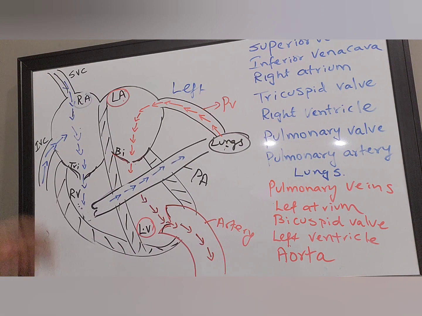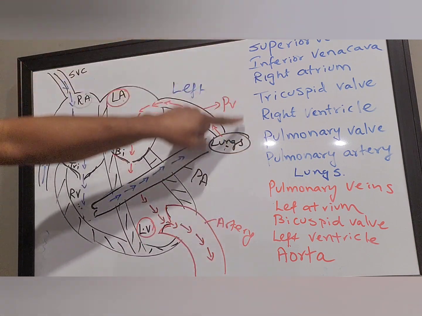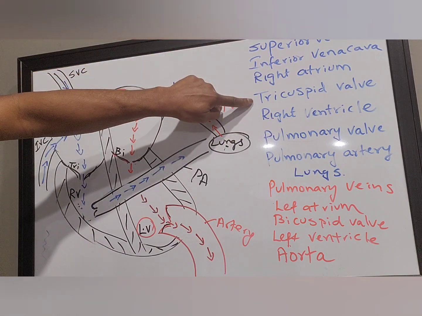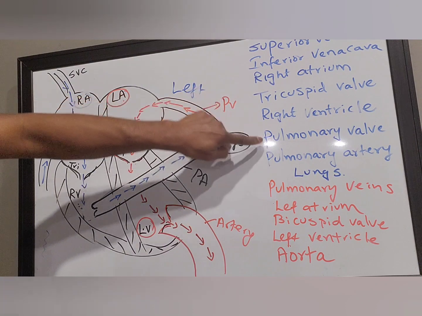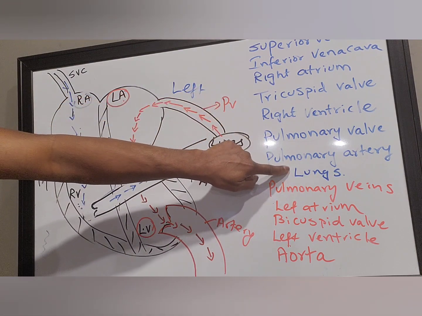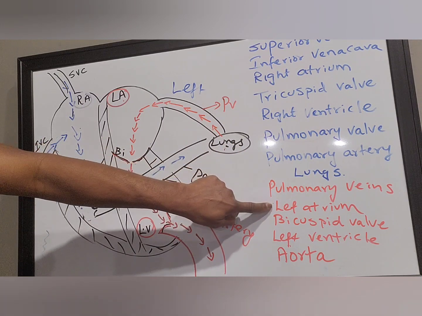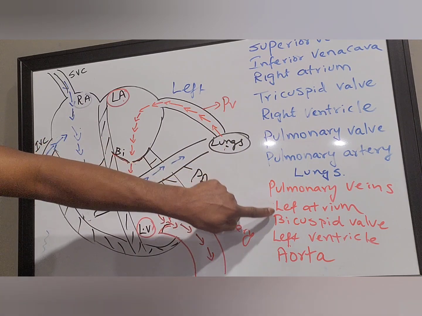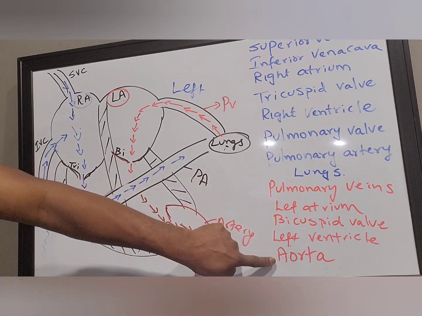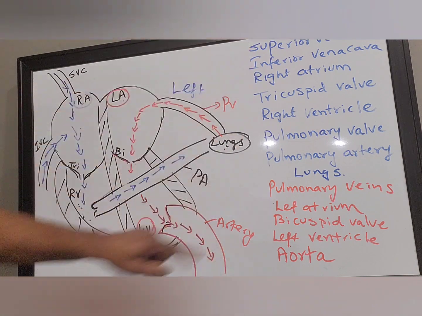Try to understand these tubes. It kind of makes more sense if we understand the order. That's why I put it here. Superior vena cava, inferior vena cava, right atrium, tricuspid valve, right ventricle, pulmonary valve, pulmonary artery, goes to the lungs. From the lungs, pulmonary vein brings the good blood back to the left atrium. From the left atrium, via the bicuspid valve, goes to the left ventricle and then goes out of the heart by aorta. Just the same circulation. I put it in the order here.